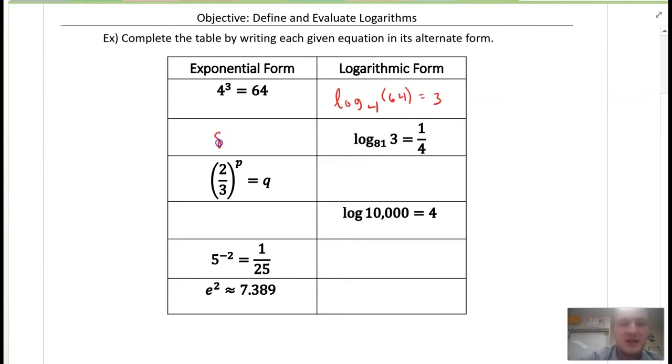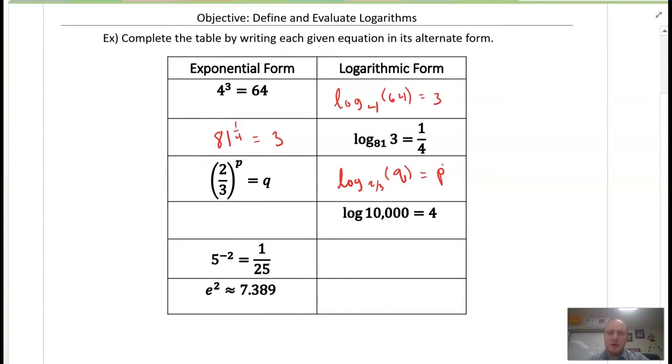Well, again, base is the same. 81 to the power of, okay, well, inputs and outputs switch. So it's 81 to the power of 1/4 is equal to 3. Pretty easy, right? 2/3 to the power of p is equal to q. Well, as a logarithm, that's going to be log base 2/3 of q is equal to p.